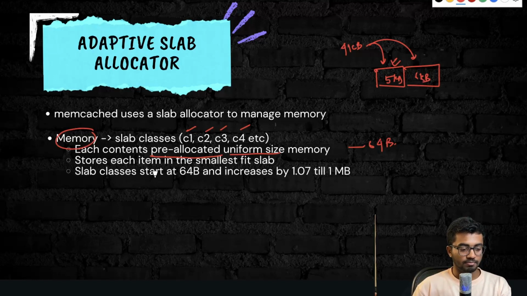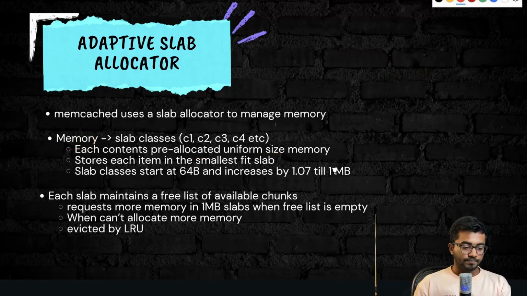As we discussed, slab classes start at 64 bytes and increase by a factor of 1.7 each time till they reach 1 megabyte. Each slab maintains a free list of available chunks, and it can request more chunks in 1 MB size once the free list is empty. If they cannot allocate more memory, that is when they need to evict items in the cache, and they still use the least recently used strategy to evict items from the cache.